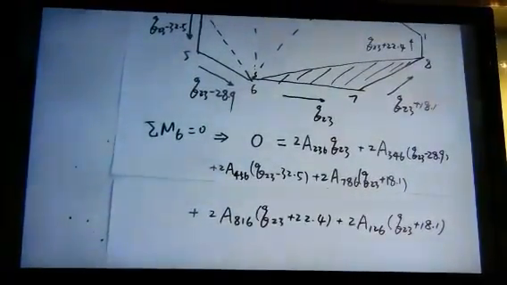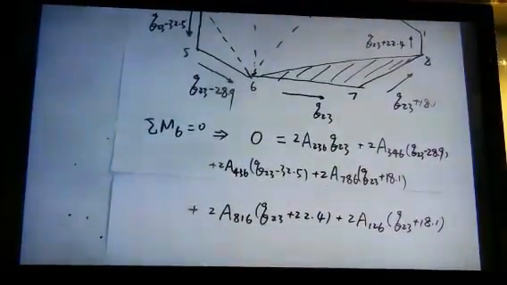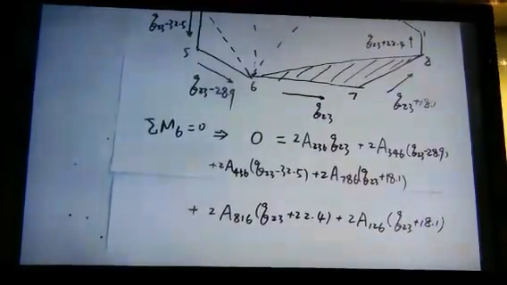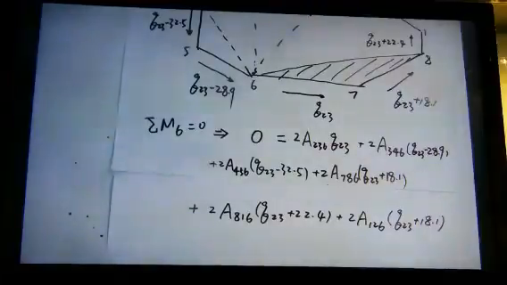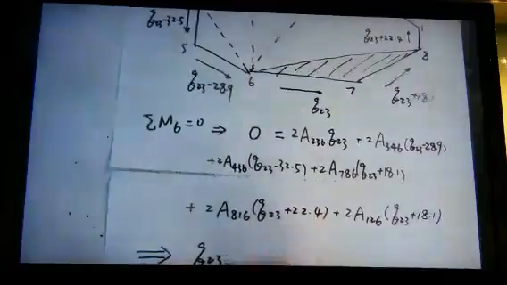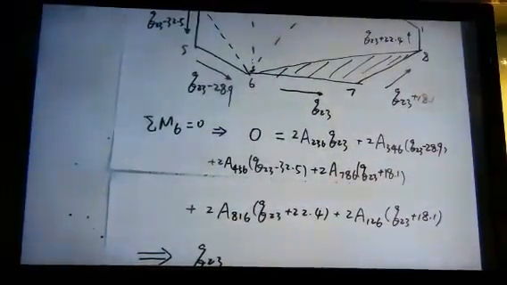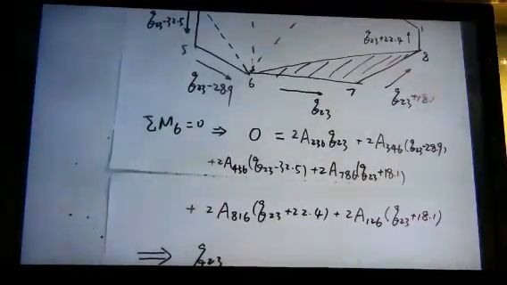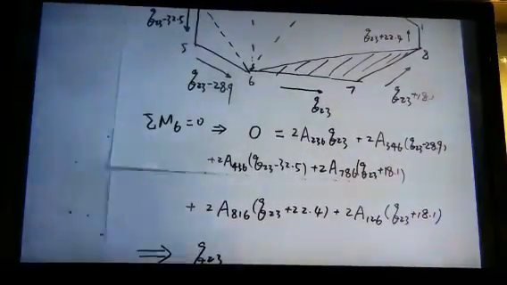On the left is 0. On the right, the only unknown is Q23, because all of the other shear flows have been written as a function of Q23. And this is the area, just geometry. You can use geometrical calculation to figure out the area. So one equation, one unknown, Q23. You can solve for Q23. Q23 is negative 5.4.